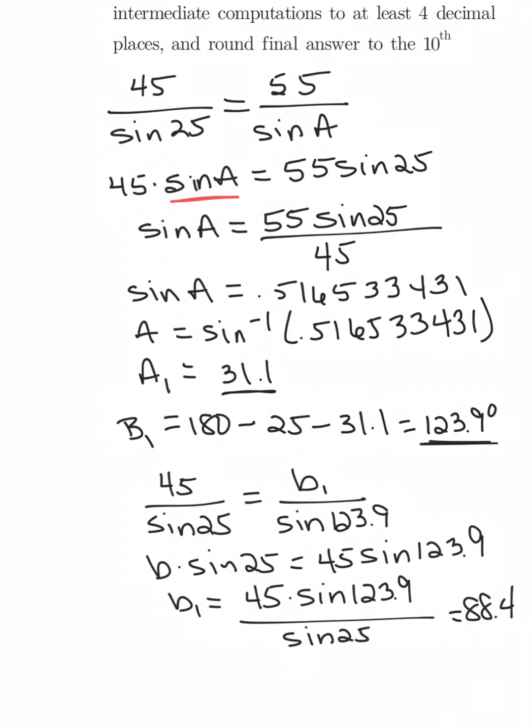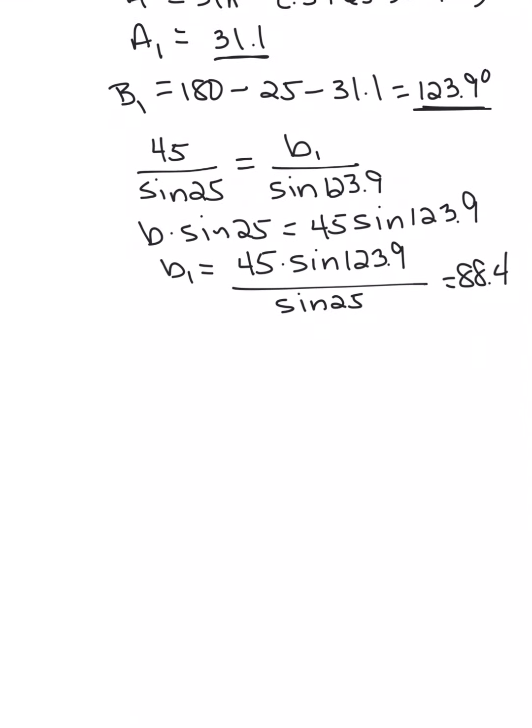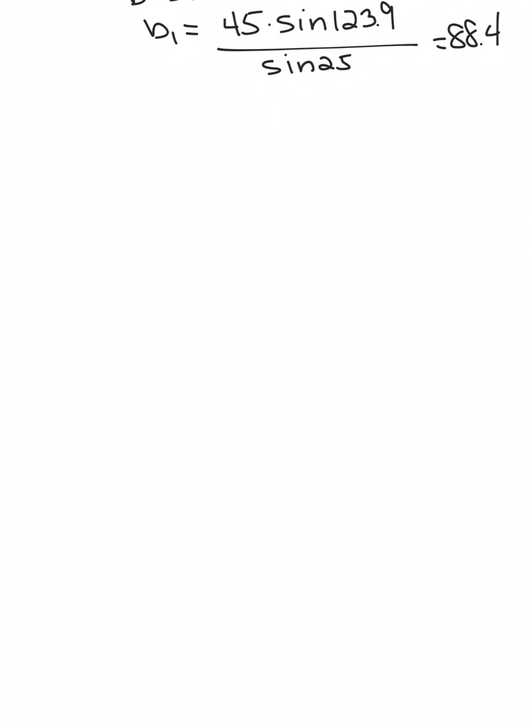So there's our first triangle. To figure out whether or not you have a second triangle that's even possible, we have to think about what's going on here. Let me explain a little bit about what's happening. Our first angle that we found was 31.1 degrees. That's the first quadrant angle.